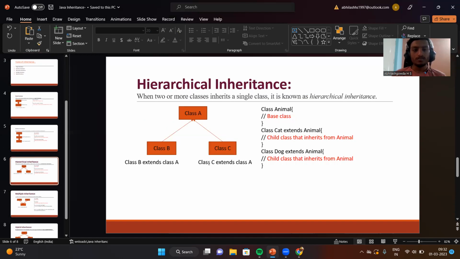Coming to hierarchical inheritance: when two or more classes inherit a single class, it is known as hierarchical inheritance. It's nothing but one parent having two children. See here, class A, class B and class C. Class B and class C act as children of class A. We represent it as class B extends class A and class C extends class A. For example, class Animal, class Cat extends Animal, class Dog extends Animal. Here both Cat and Dog acquire the properties of Animal. This is known as hierarchical inheritance.